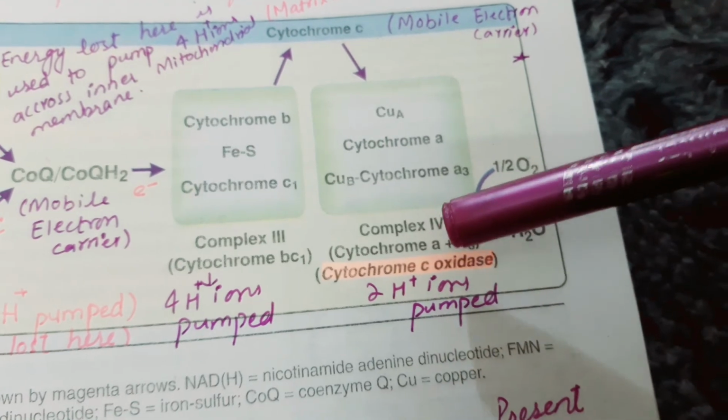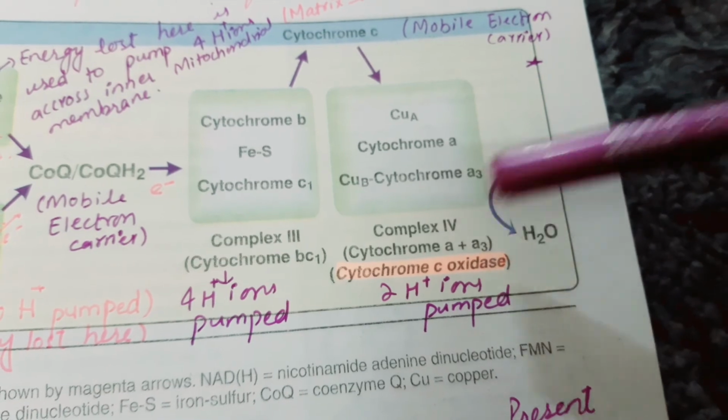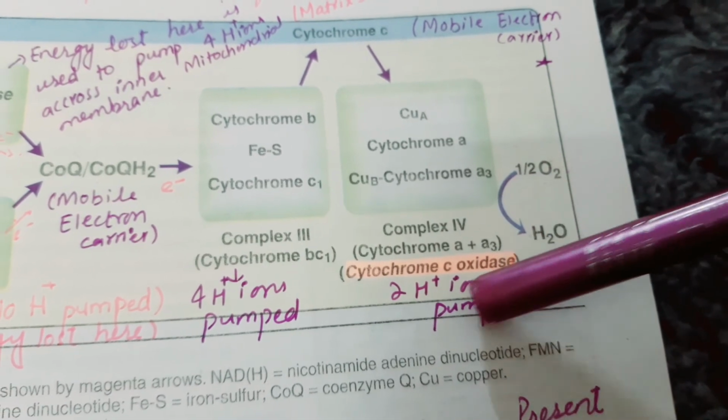Complex 4 is also known as cytochrome C oxidase because it has a coordination site for the oxygen atom, so it is known as cytochrome C oxidase.